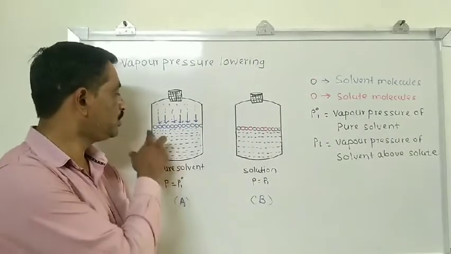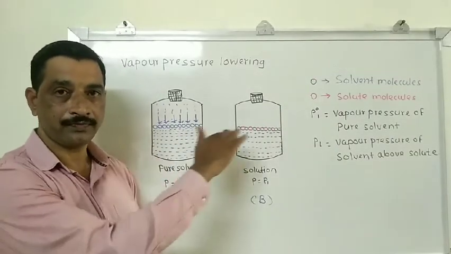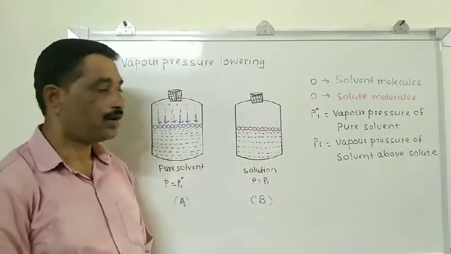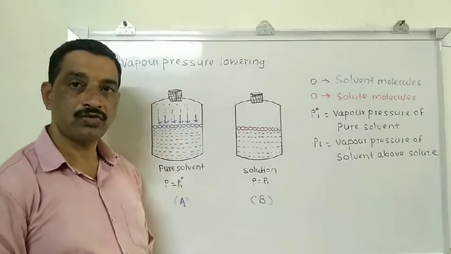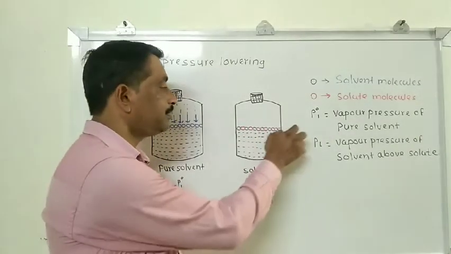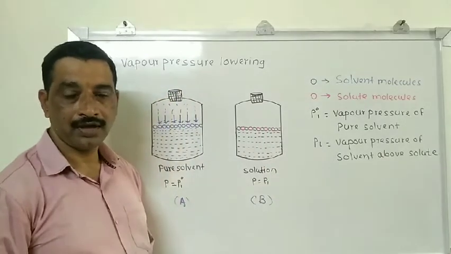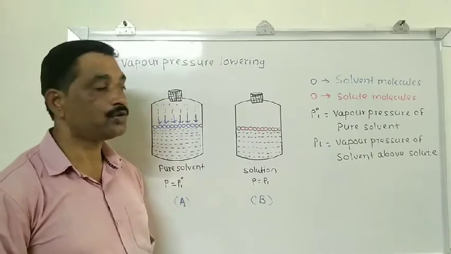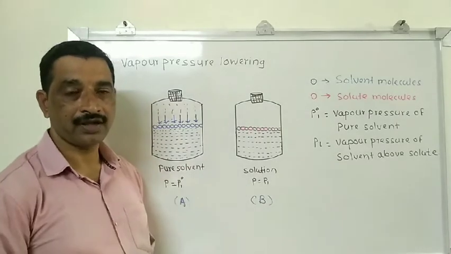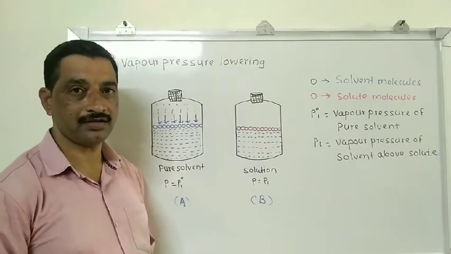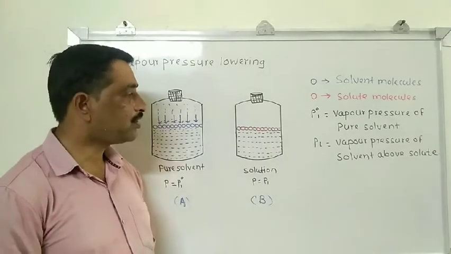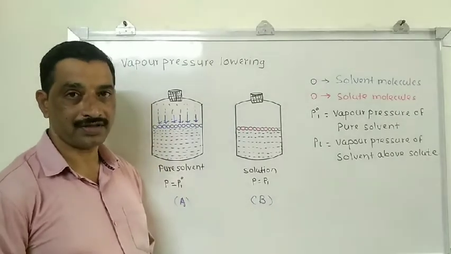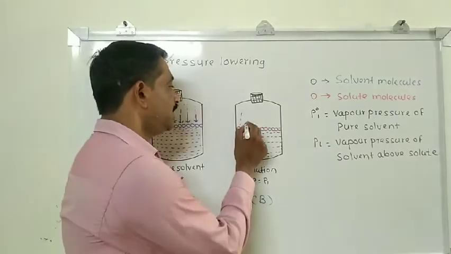In pure solvent, only pure solvent particles are present over the upper surface. But in solution, along with solvent particles, solute particles are also present at the upper layer of the solution. As solute is non-volatile, solute particles do not vaporize as the solvent particles do, and hence only solvent particles are converted into the vapor state.